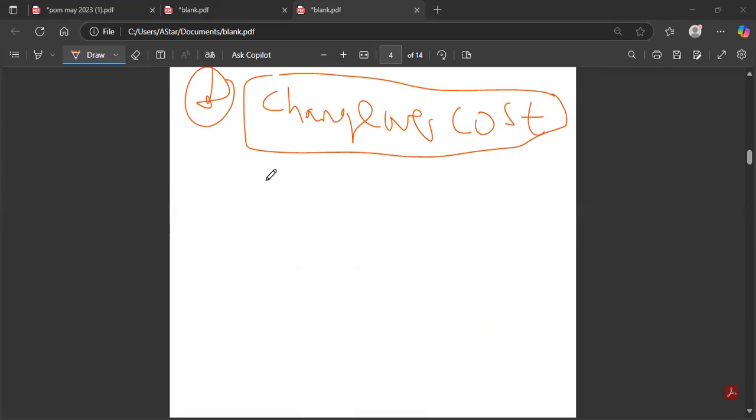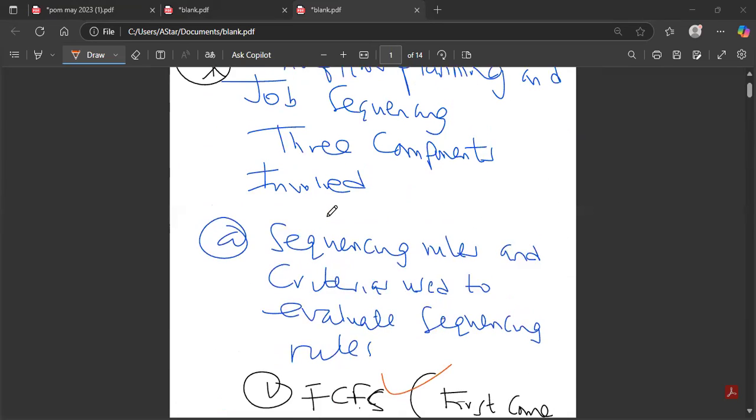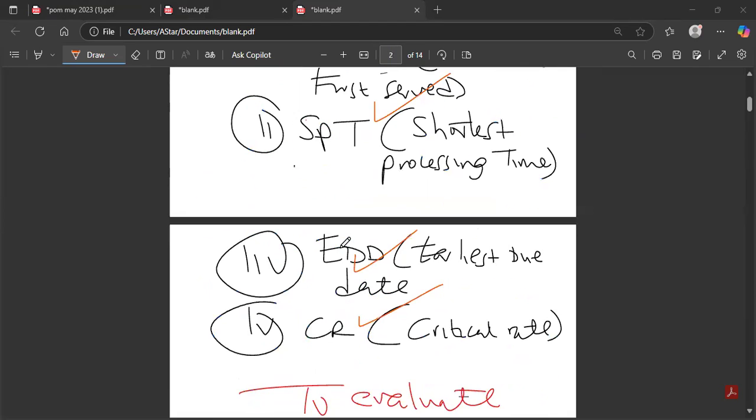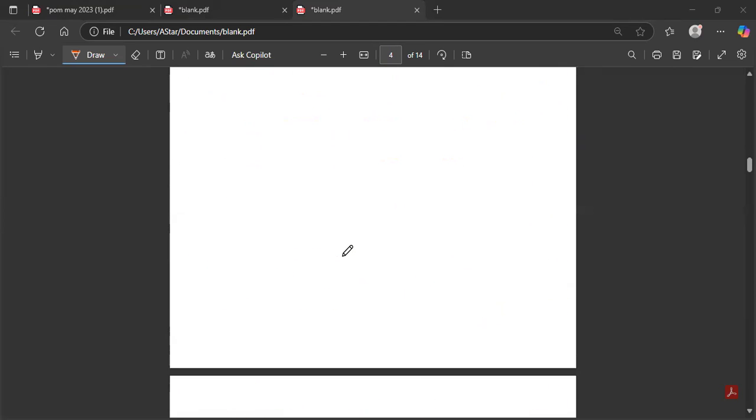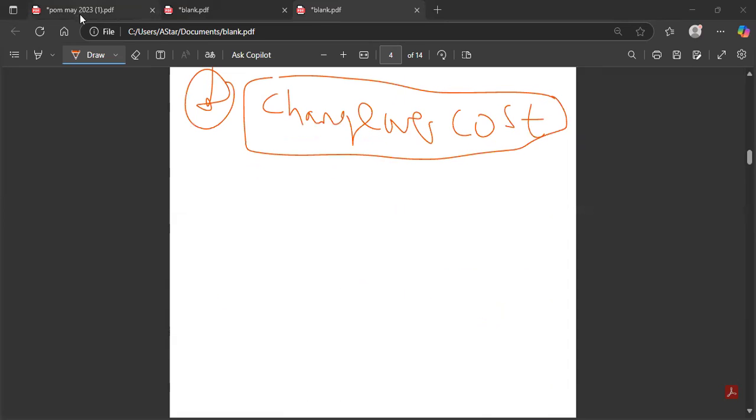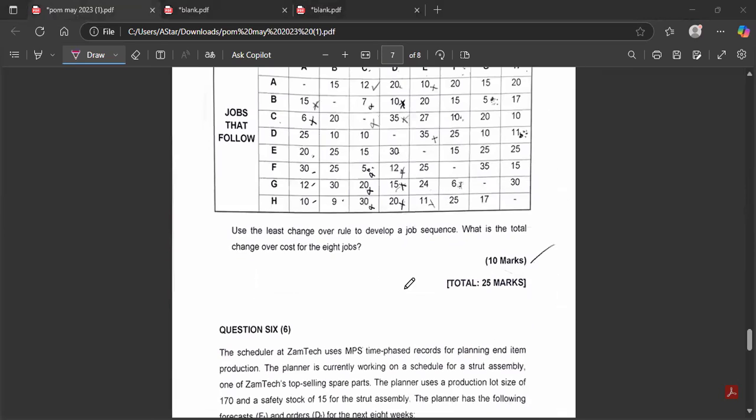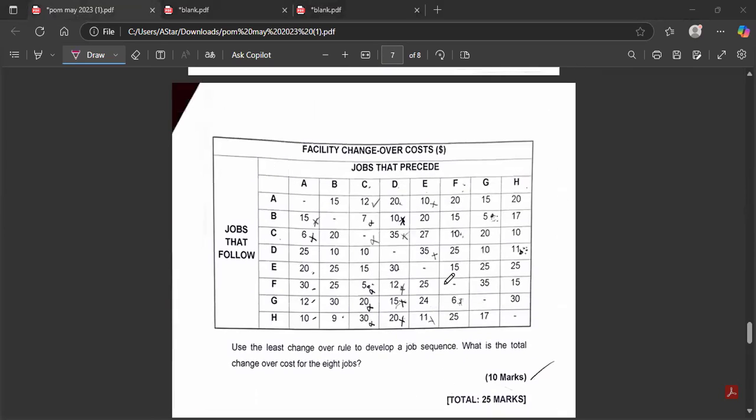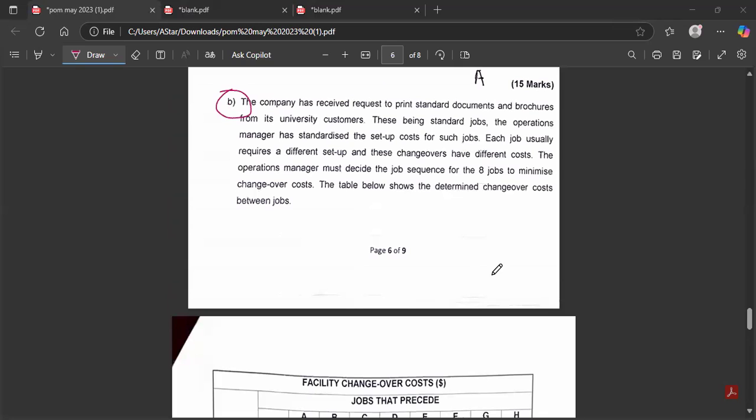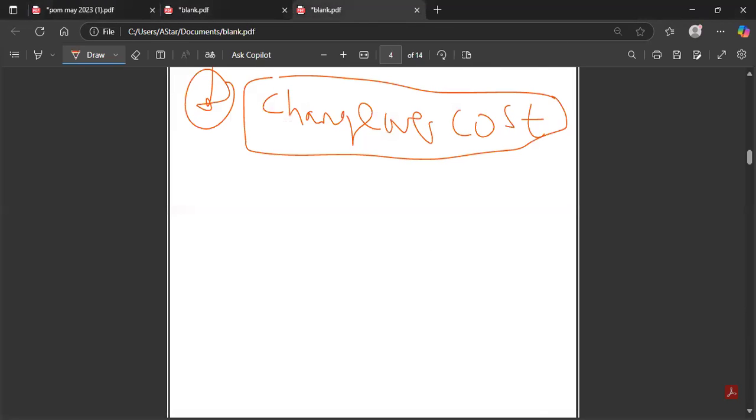So now we are on part B. All this is what is on shop floor planning, the topic that you need. Now there's a changeover cost. This changeover cost is what came as part B of question 5. Part B was on changeover cost. So that's why I'm giving a breakdown so that we can do part B together, because it came on the changeover cost. All right.